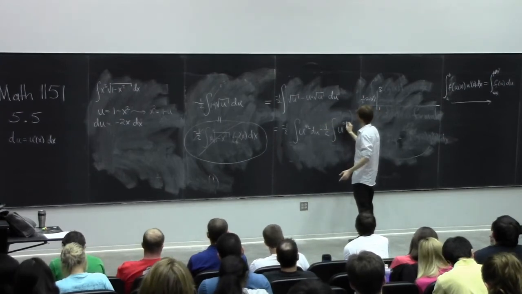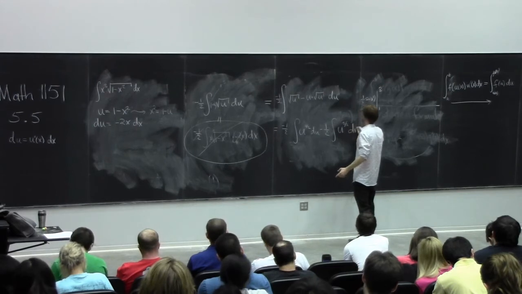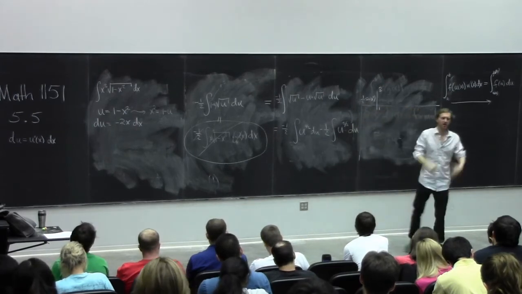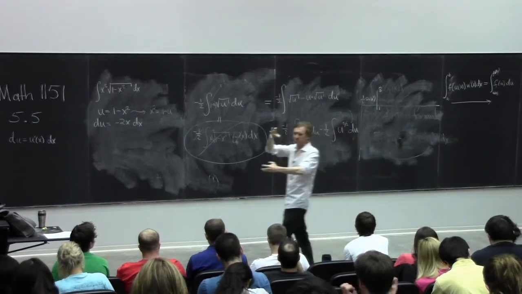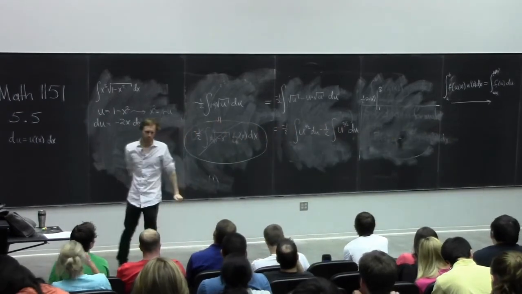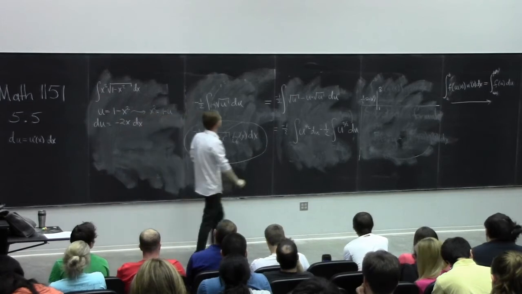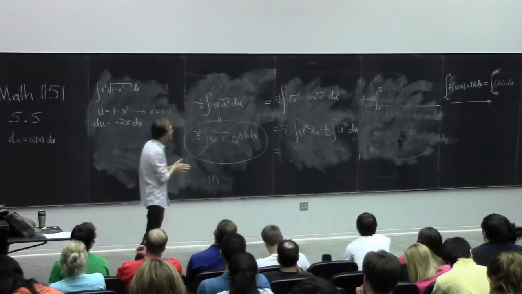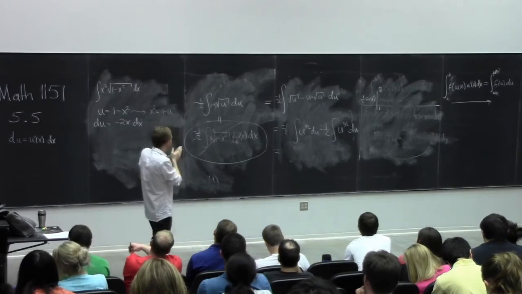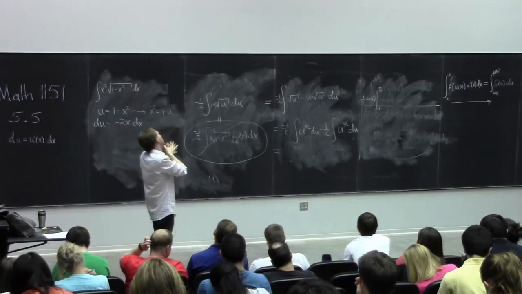u to the 3/2 du. And you can do this, right? You know how to anti-differentiate u to any real number, except for maybe 0, I don't know about 0. Anyhow, let's keep on going. Let's not worry about those pathologies.